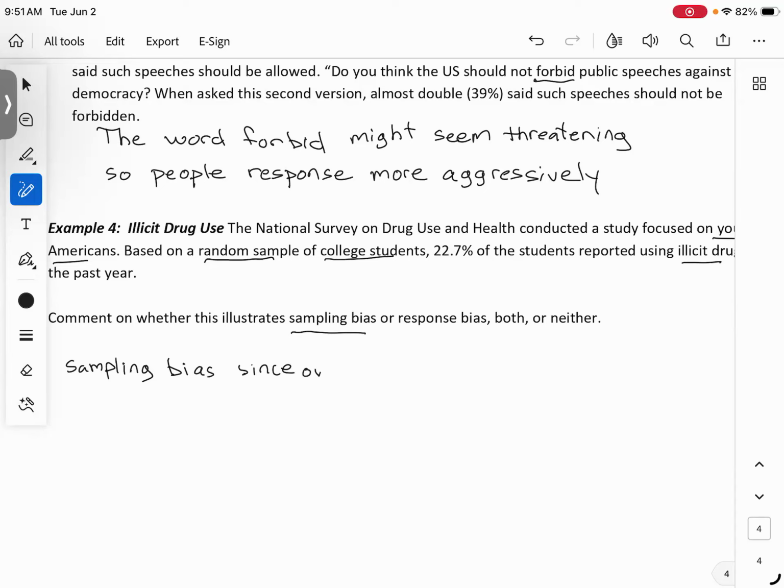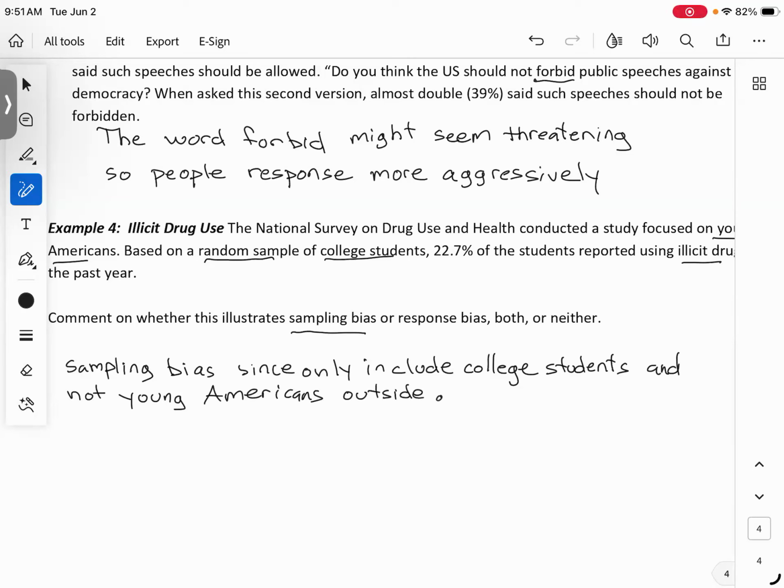Since it only includes college students and not young Americans outside of school. So it's not broad enough.